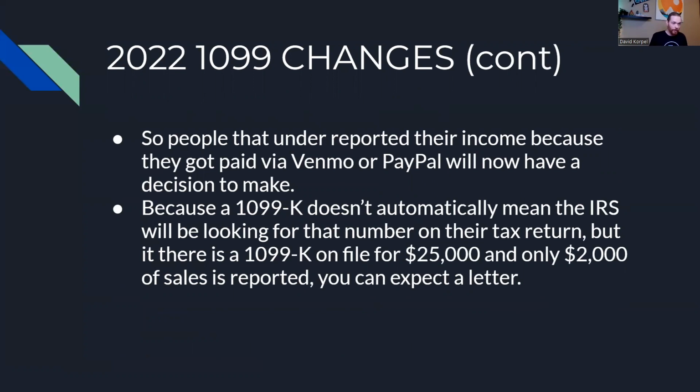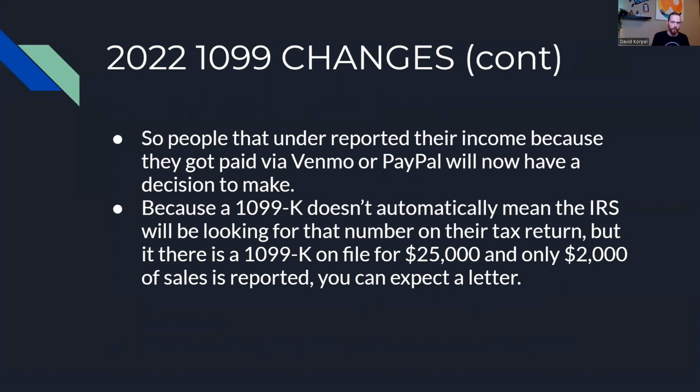So people that underreported their income in the past because they used Cash App or Venmo or PayPal friends and family, and they were able to get away with receiving money, but not actually paying tax on it, they have a decision to make. The 1099-K doesn't automatically mean that the IRS will be looking for that amount on their tax return because the 1099-K represents the gross amount that goes through those payment processors. It doesn't account for things like returns and discounts and refunds.